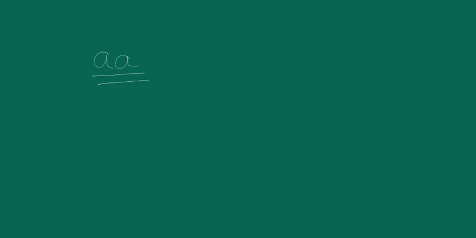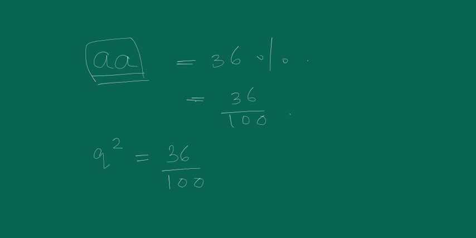See, they have given that the frequency of the genotype small a small a is 36 percent. 36 percent means we can write it as 36 by 100. And there is an equation actually. We will be writing q square is equal to 36 by 100. That is the frequency of this allele, we will be writing like this.